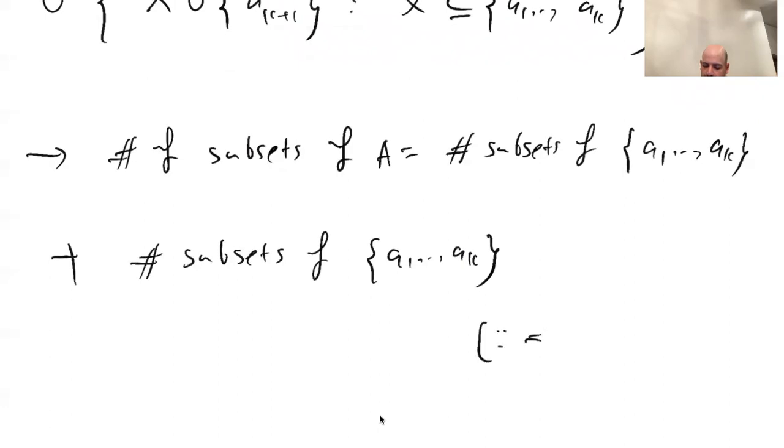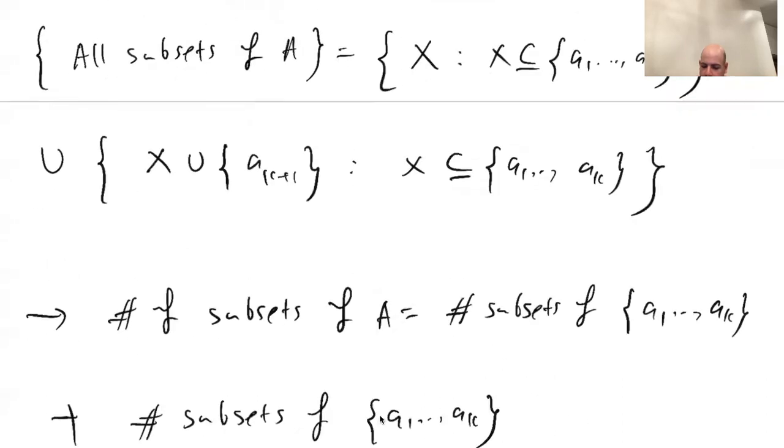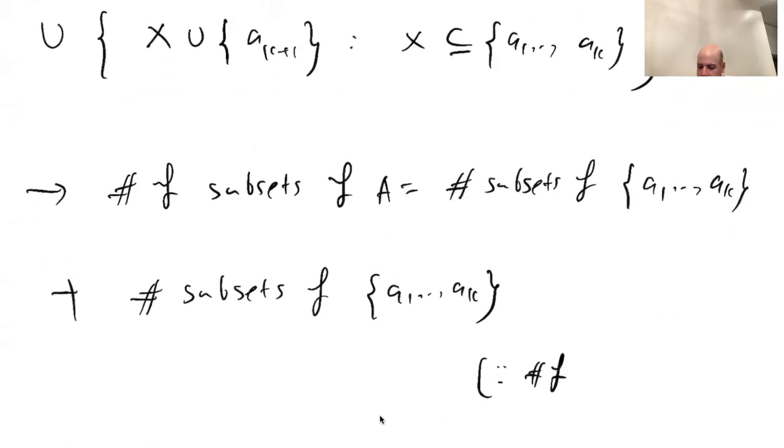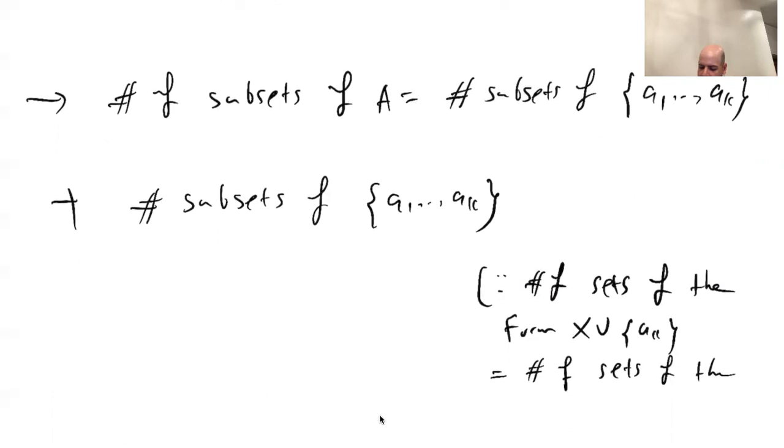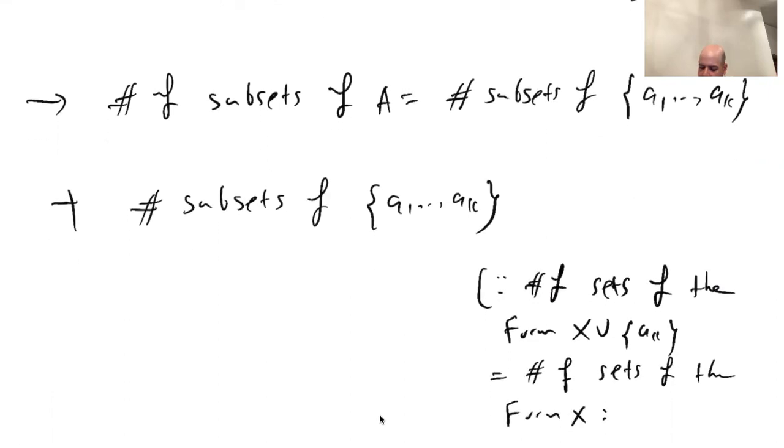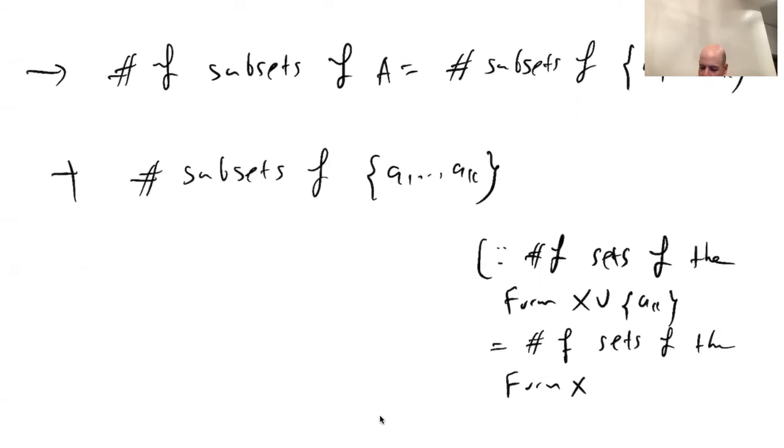I also mentioned here that the number of sets of the form X union A_{k+1} is the same as the number of sets of the form X, because A_{k+1} is fixed.